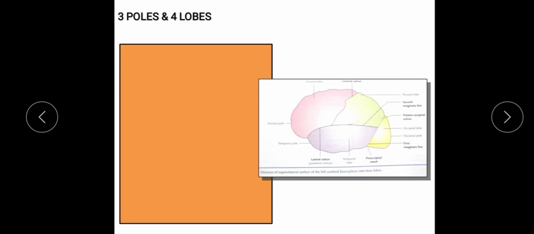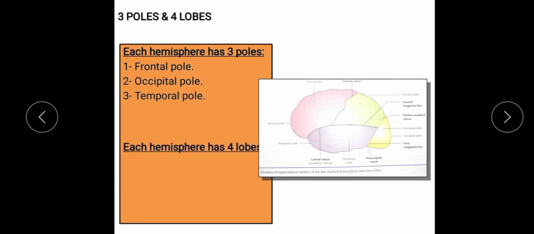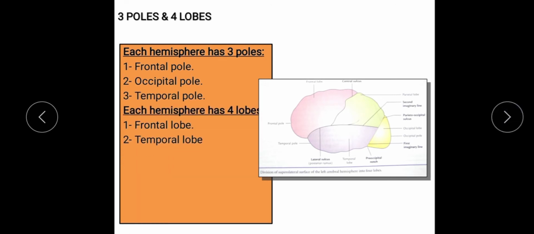Then the poles. Each cerebral hemisphere has three poles. This one is the frontal pole at the anterior end, this one is the occipital pole at the posterior end, and this one is the temporal pole. And each cerebral hemisphere has four lobes. This one is the frontal lobe, this is the parietal lobe, this one is the occipital lobe, and this one is the temporal lobe.